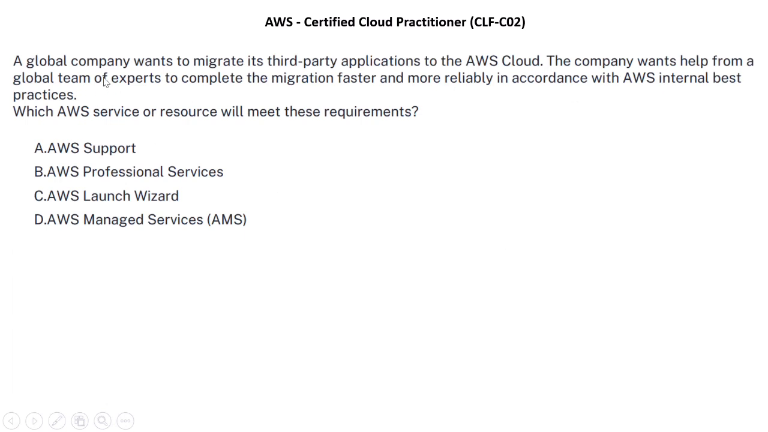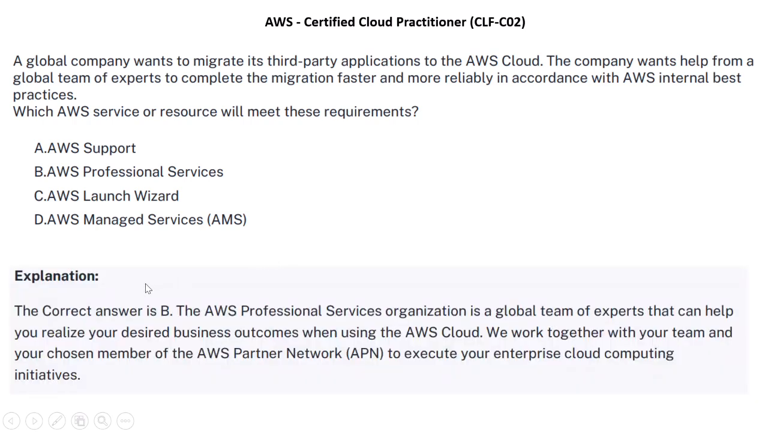Next question. A global company wants to migrate its third-party applications to the AWS cloud. The company wants help from a global team of experts to complete the migration faster and more reliably in accordance with AWS internal best practices. Which AWS service or resource will meet these requirements? Option A, AWS Support. Option B, AWS Professional Services. Option C, AWS Launch Wizard. Option D, AWS Managed Services. The correct answer for this question is option B.